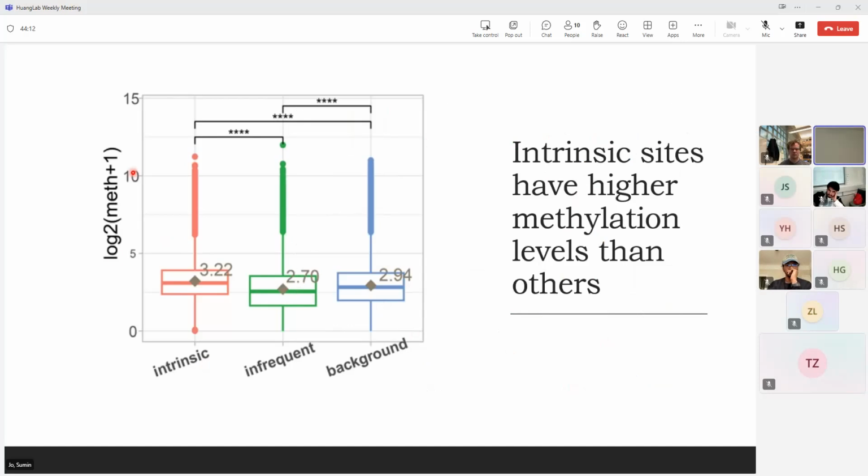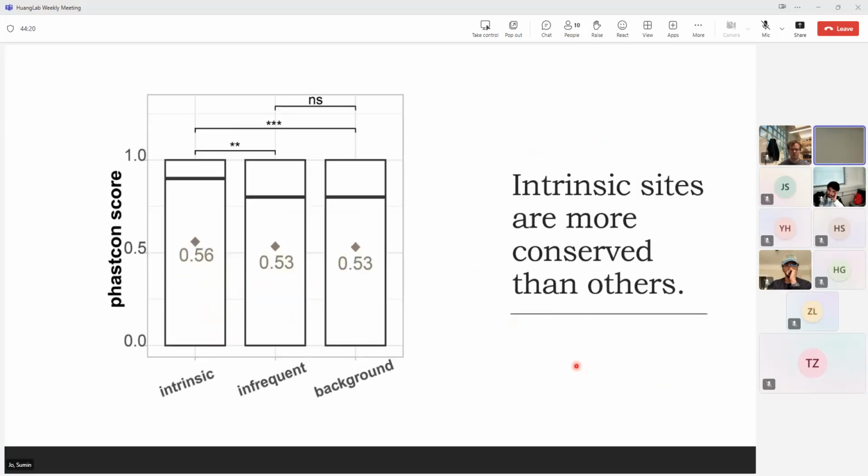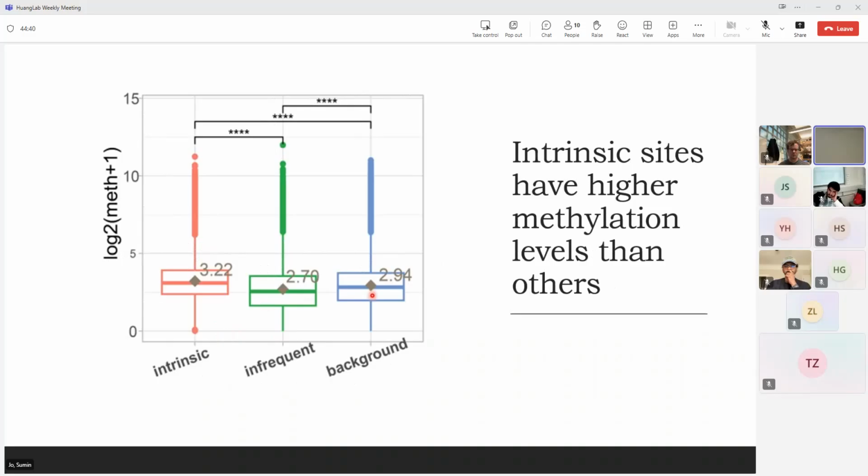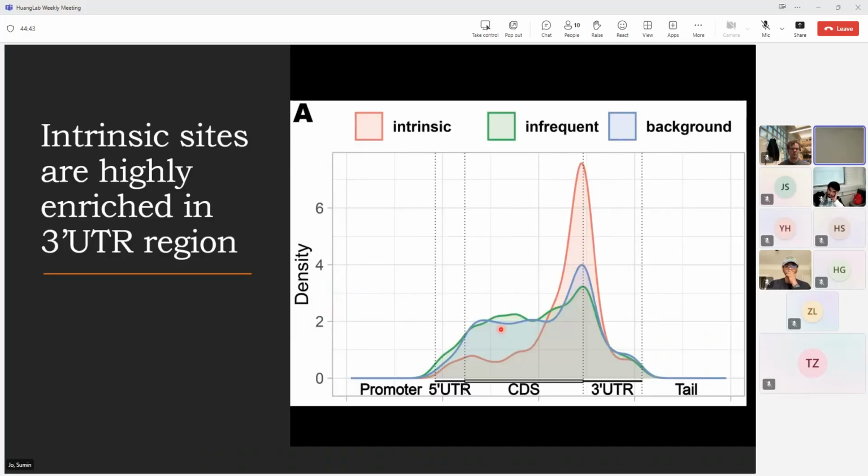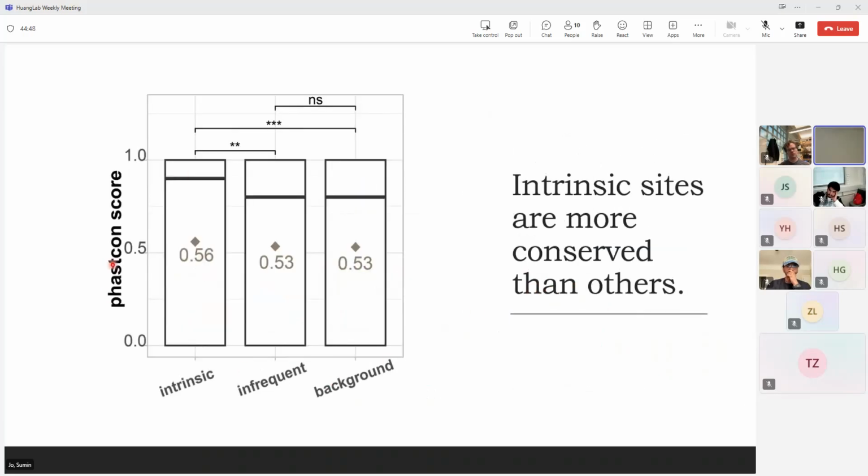Very interestingly, intrinsic sites also tend to have higher methylation levels than the background or the infrequent sites, and also tend to be a little bit more conserved than the others, based on the phastCons sequence scores of each site across intrinsic versus infrequent or background. And what we see here is that, in general, infrequent and background are pretty much similar, whether in methylation level or genomic distribution. But the infrequent sites are different from those two.